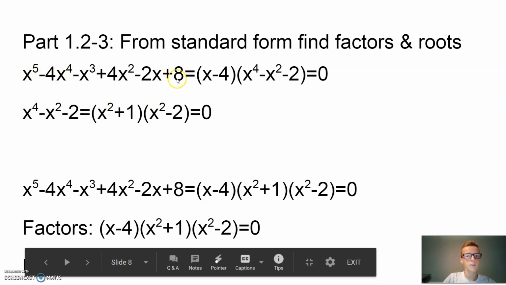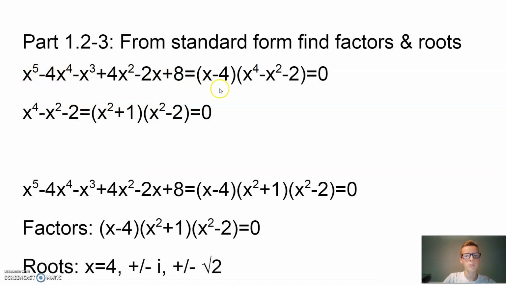So this is the standard form equation, and I made it equal to this equation here, which is all equal to 0. Then, since we already have one of our factors here, x minus 4, I took the second part of this equation here and made it equal to x squared plus 1 times x squared minus 2 equals 0. So those are our other 2 factors.